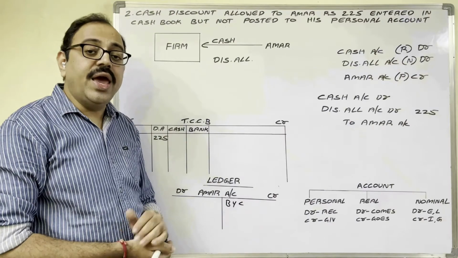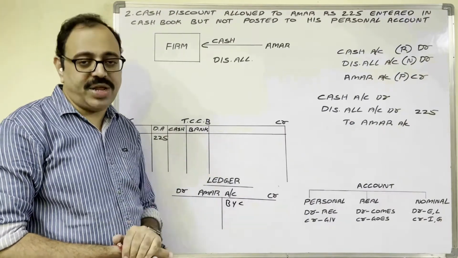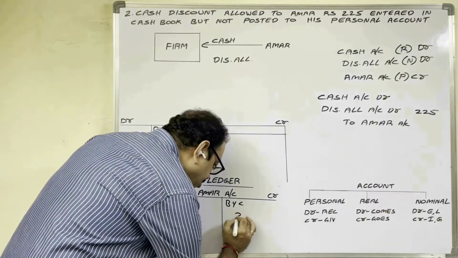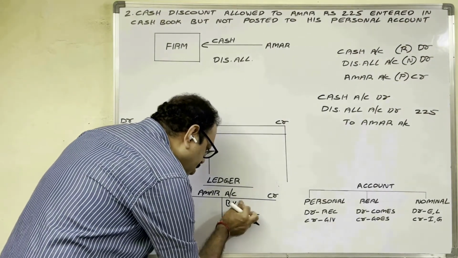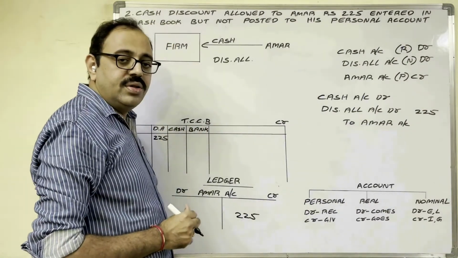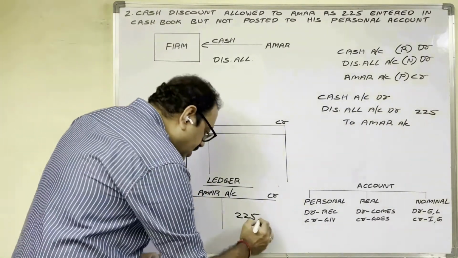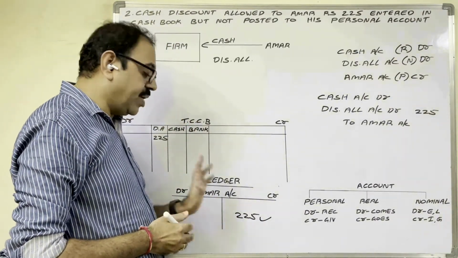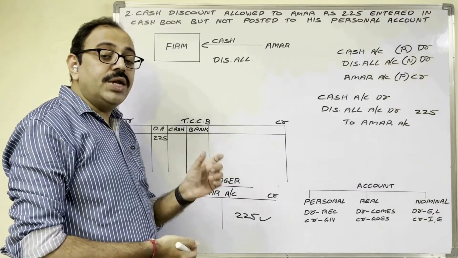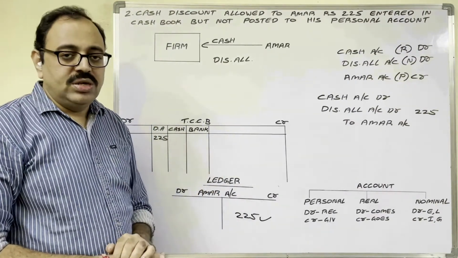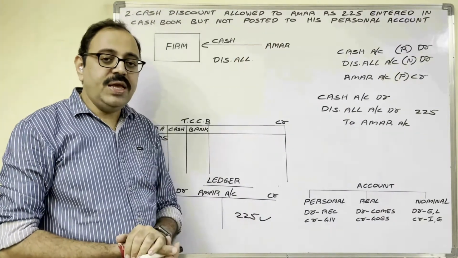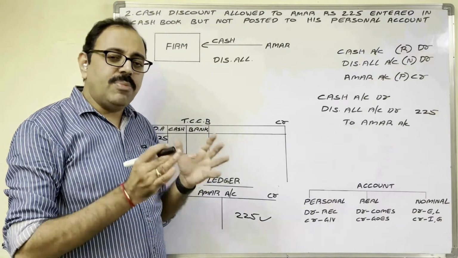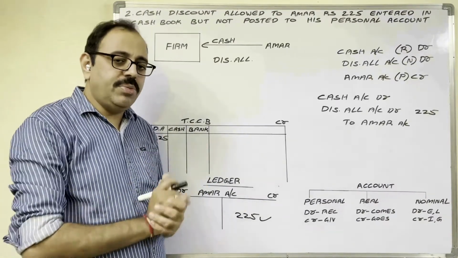Our assumption is accountant located these errors after preparing trial balance. So how to rectify the error? Credit side by discount allowed 225 if you record, then this error will be rectified. So this is our answer. 225 rupees is to be credited to Amar account. If you want to credit 225 in Amar account, while writing rectification of error entry, Amar account should be credited with 225 rupees.